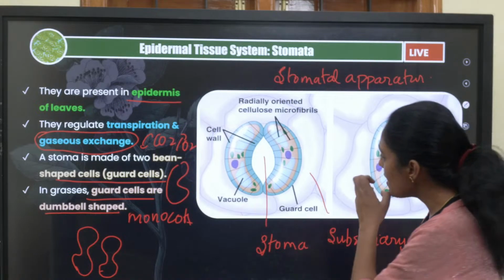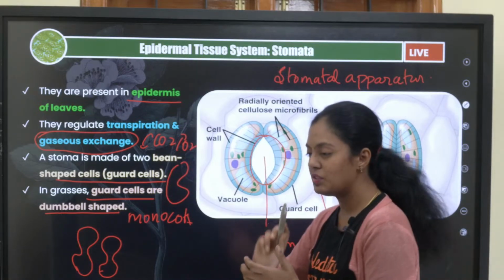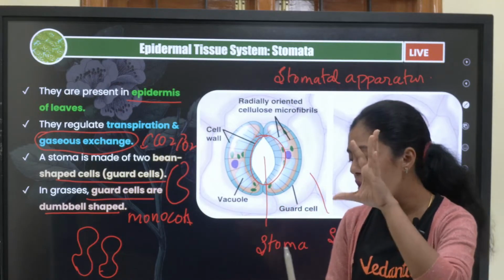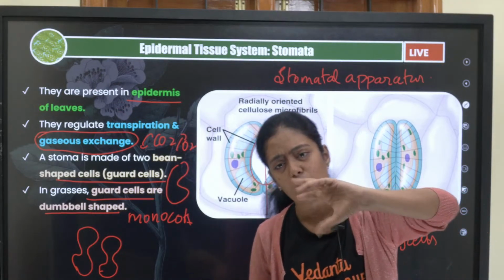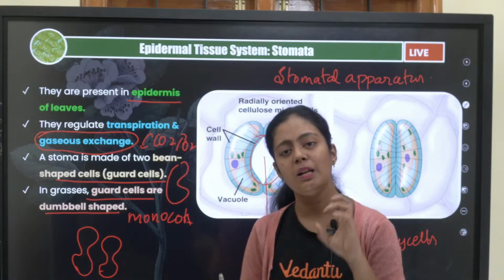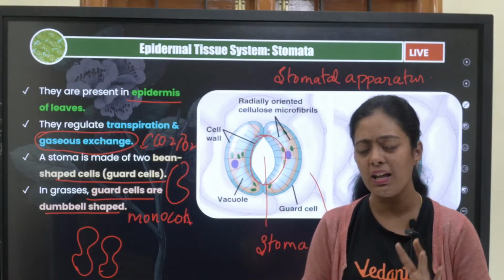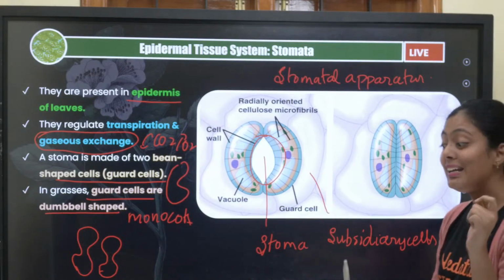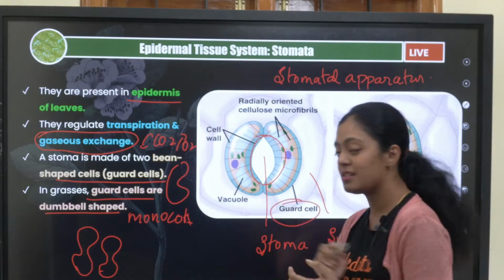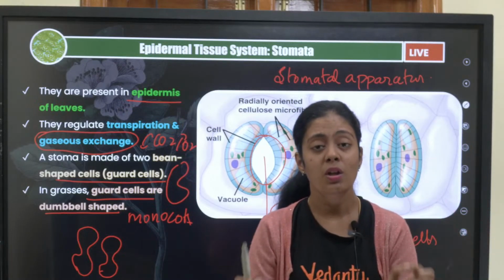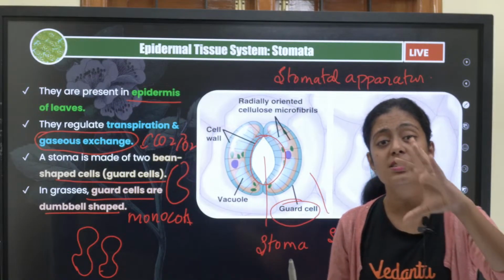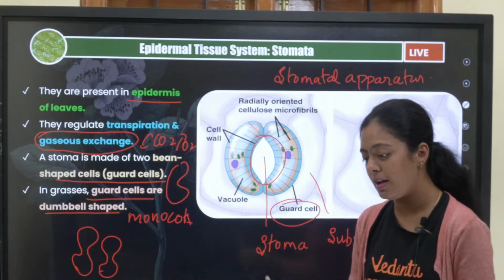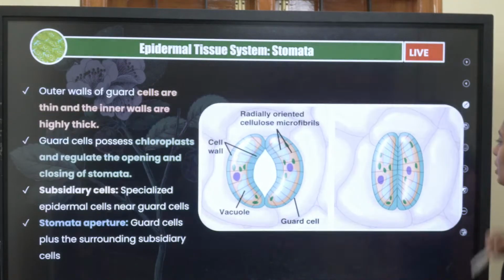Now, who is controlling the opening and closing of the stoma? Can anyone tell me? Will the stoma always remain open? No. Will the stoma always remain closed? No. There is something that is controlling it, right? So can anyone tell me who controls the opening and closing of stoma? It is your guard cells. Very important. The guard cells control the opening and closing of the stoma. A very important point. Okay, so now let's see what else is there.